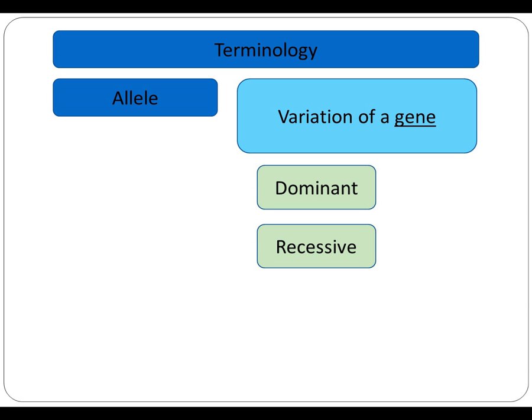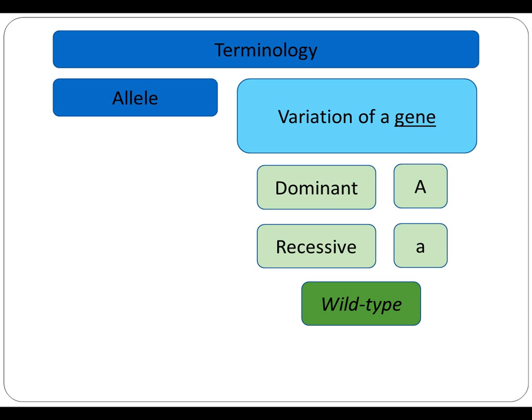When will we see a recessive phenotype expressed? Very good. When only the allele variants that are inherited from the parents are recessive, or we could say homozygous recessive for that particular trait. Letter-wise, how would we represent a dominant allele? We'll use a capital letter, and then a recessive we'll use a lowercase letter.